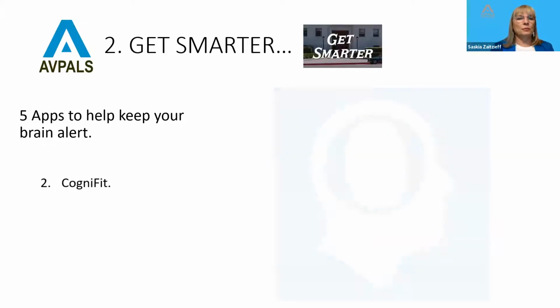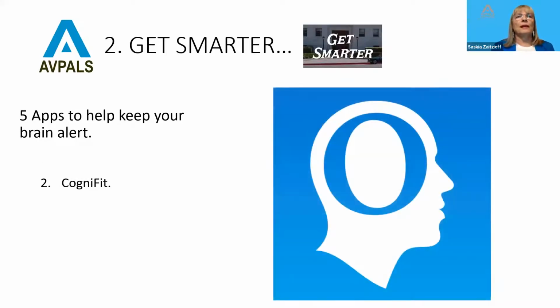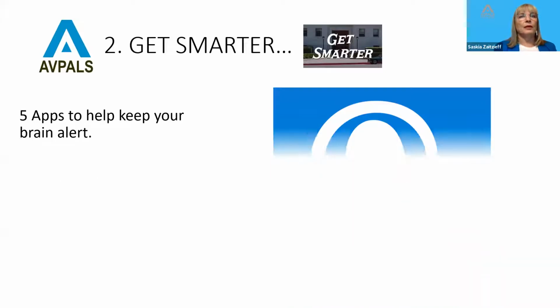The next one is called CogniFit. You get evaluations for 23 of your cognitive skills with personalized brain games. Real-time monitoring tracks your evolution and compares the results to others in your age group. It's a very, very good one, very highly regarded.